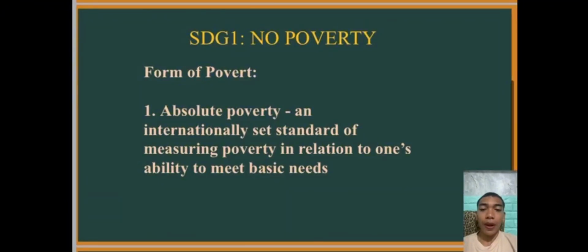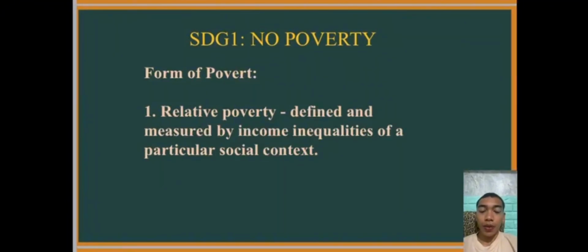Absolute poverty is usually measured using a global poverty line, which shows how many people are living on extremely low income each day. The second form of poverty shown in the image is relative poverty. Relative poverty is defined and measured by income inequalities within a specific society. In this case, people may have access to basic needs, but they are still considered poor compared to the others around them.